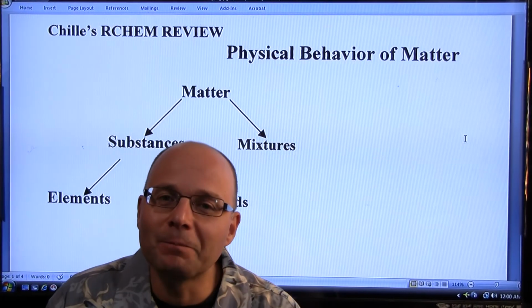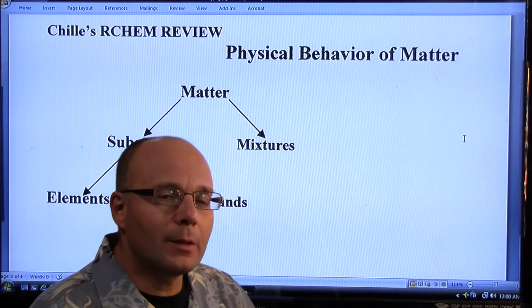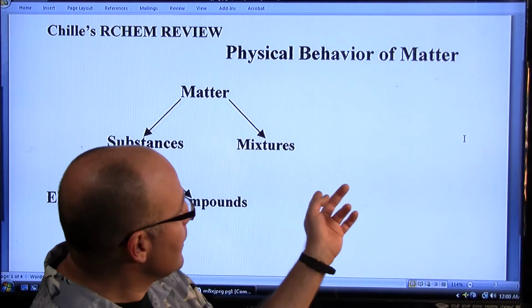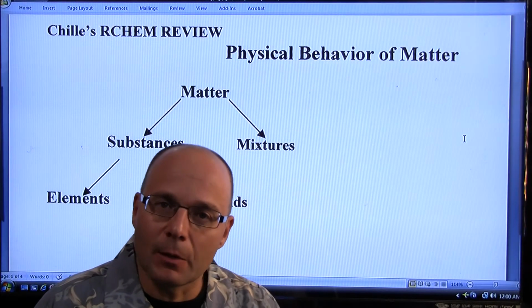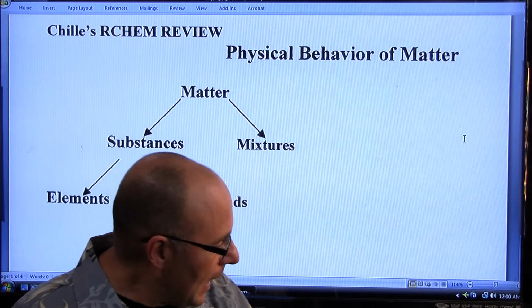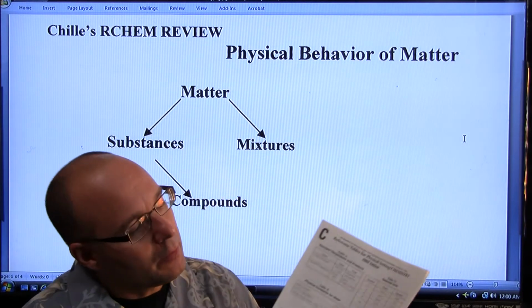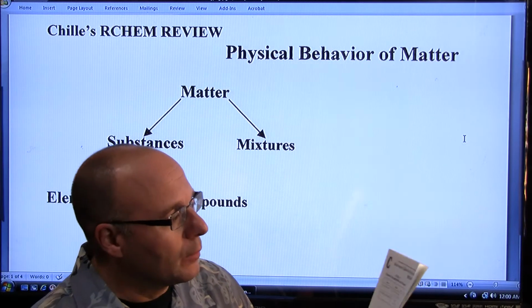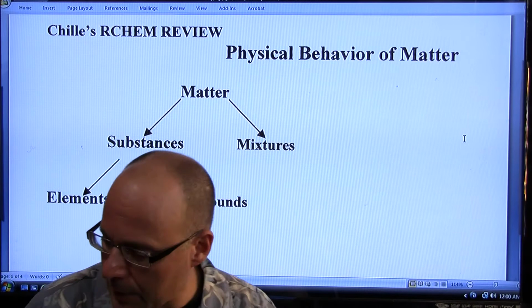I'm Mr. Chille. What I have behind me is the first page of the notes that I'll be projecting onto this LCD screen. You should print out a copy of these notes, page for page. And also, you should have a copy of your reference tables with you. If not, you can go to the New York State website and print one out. Okay, let's get started.